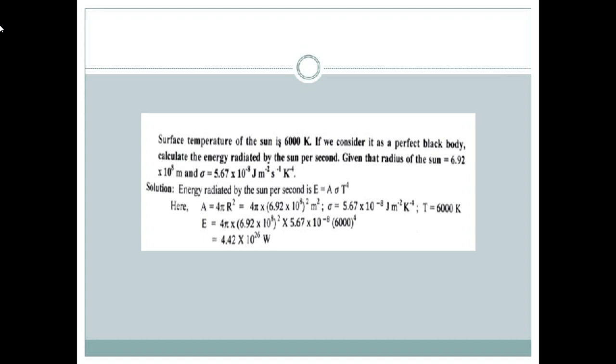So we will get area is equal to 4 pi into 6.92 into 10 to the power 8 the whole square. Sigma, which is given 5.67 into 10 to the power minus 8 joule per meter square per Kelvin to the power 4. T is equal to 6000 Kelvin. Substitute all this value in the equation. E is equal to A sigma T to the power 4, and when you calculate you will get 4.42 into 10 to the power 26 watt.